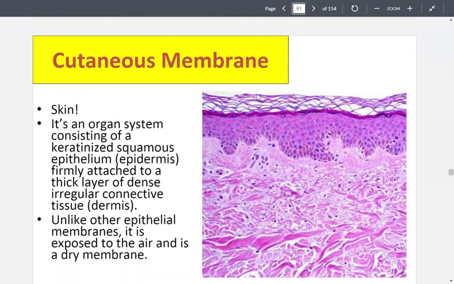Cutaneous, that's your skin. It's an organ system consisting of keratinized, remember keratin is a protein, so keratin protein filled squamous epithelium, known as the epidermis, that is firmly attached to a thick layer of dense irregular connective tissue known as the dermis. Unlike every other epithelial membrane, it is exposed to the air routinely, regularly, and is a dry membrane, unless you're sweating.